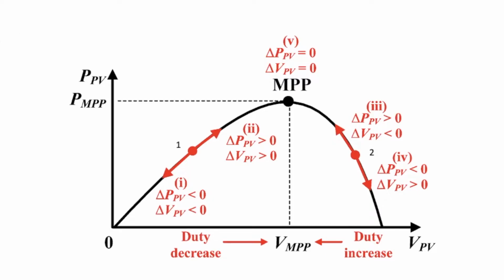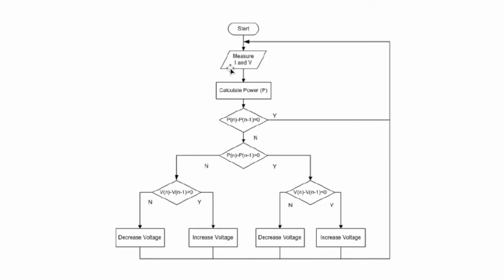It's fairly simple, and yeah, so let's look at the flowchart. You start, you keep measuring the I and V, you calculate the power P, and you see if the difference between the present power and the previous power is equal to zero. If it is zero, you go back because you're already at the maximum power point. But if it's not zero, you come down, you check if it's greater than zero or lesser than zero. If it's greater than zero, you check if the difference in voltage is lesser than or greater than zero, and then you decide whether you want to increase or decrease the voltage. However, if the difference in power is not greater than zero, then you come here, check if the difference in voltage is greater than or lesser than zero. So this is how the algorithm works.